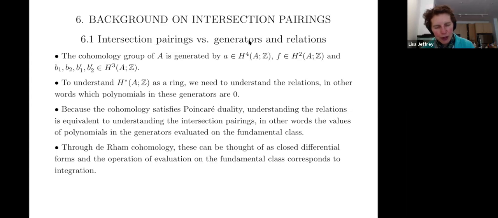Use that notation. So if you want to understand the cohomology as a ring, you need to understand the relations. In other words, the polynomials in these generators which take the value 0. But because the cohomology satisfies Poincare duality, understanding the relations is the same thing as understanding the intersection pairings. In other words, understanding the values of polynomials in the generators when they are evaluated on the fundamental class. That encodes the same information as the relations. Through de Rham cohomology, you can think of these cohomology classes as closed differential forms, and you can think of the operation of evaluating on the fundamental class as just integrating these closed differential forms.